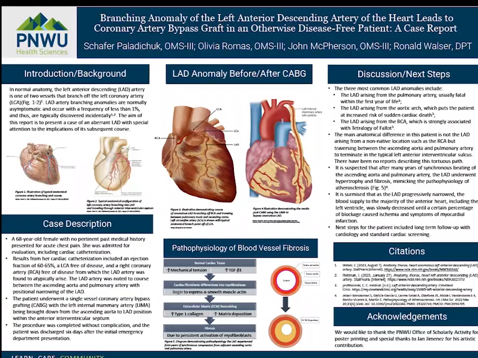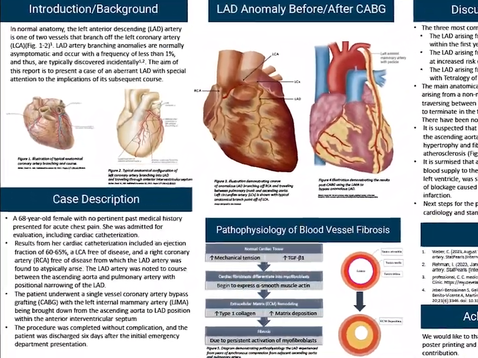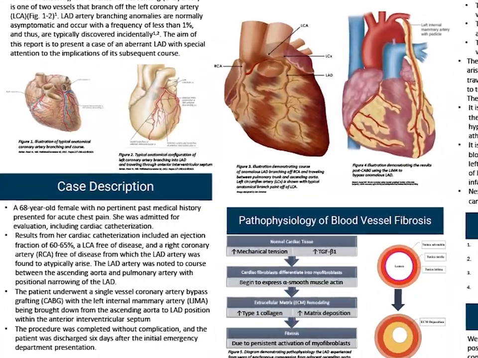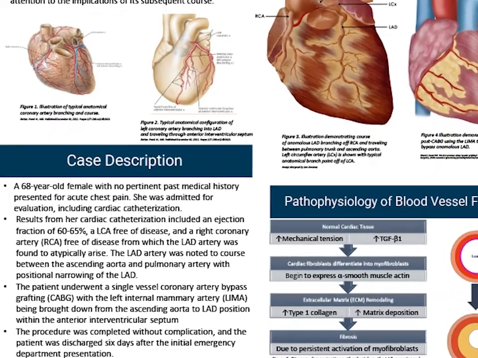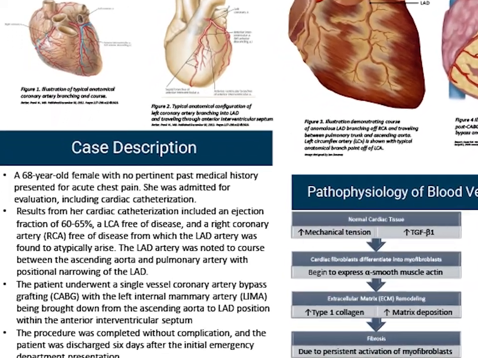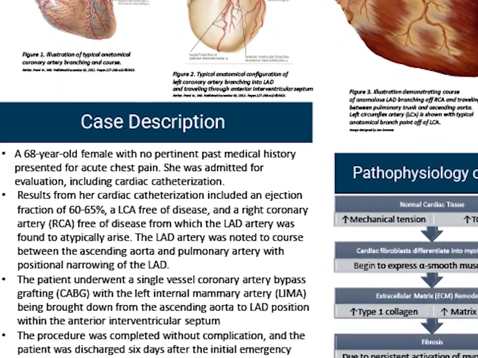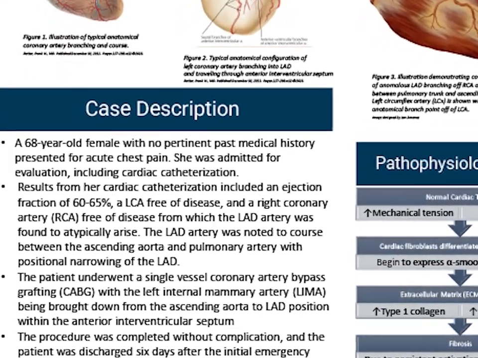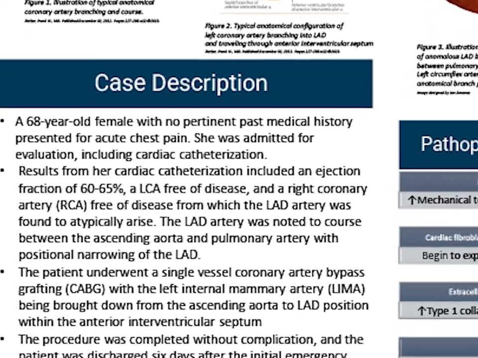Case description. The focus of our case report is a 68-year-old female patient with no pertinent past medical history who presented to the ED with acute chest pain. She was admitted for a full cardiac evaluation, including a cardiac catheterization. The results of her catheterization showed an ejection fraction of 60 to 65%, as well as both coronary arteries being free of disease. However, it did reveal that the LAD was arising from the RCA and then coursing between the ascending aorta and the pulmonary artery with positional narrowing of the LAD.